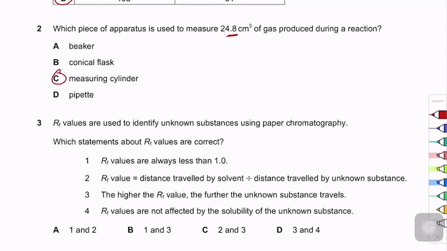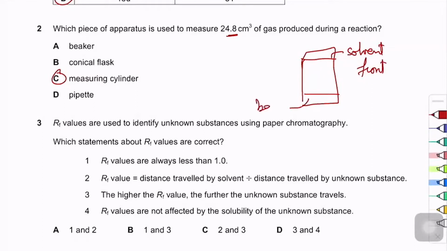RF values are used to identify unknown substances using paper chromatography. Which statement about RF values are correct? I would like to remind you that RF value is that in a chromatogram, if this is the solvent front, and this is your baseline where you start, then the difference from this to this compared to wherever the spot is from here, let's call this A and this B, the RF value is going to be A over B. The distance traveled by the spot compared to the total distance traveled by the solvent.